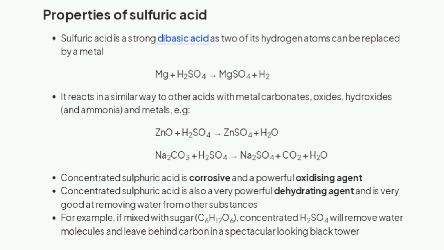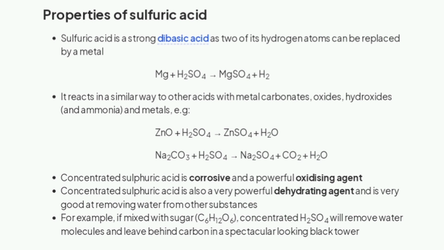For example, if we take a metal oxide such as zinc oxide reacting with sulfuric acid, the product must be zinc sulfate and water will be produced. Such as if we take a metal carbonate such as sodium carbonate reacting with sulfuric acid, sodium sulfate will be produced, plus carbon dioxide gas and water will be produced.